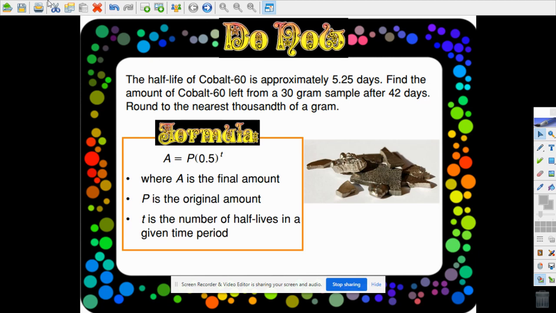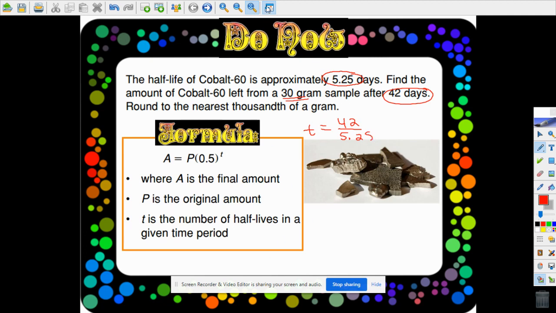All right, to do these half-life problems, the most difficult part is to determine the T. The T is the number of half-lives in a given time period. So the half-life of cobalt-60 is approximately 5.25 days. Find the amount of cobalt-60 left from a 30-gram sample after 42 days. To find the T that we need for this, we need to divide the 42 by 5.25.